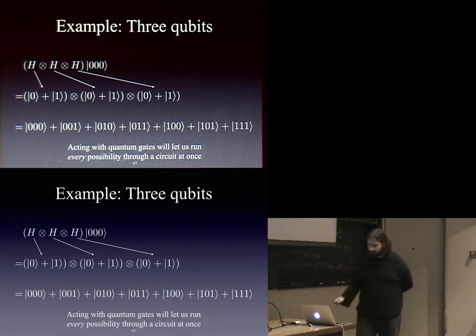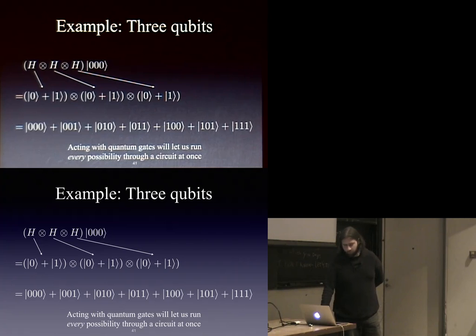So this idea of quantum parallelizing is one of the reasons that things can run much faster on quantum computers than classical computers.